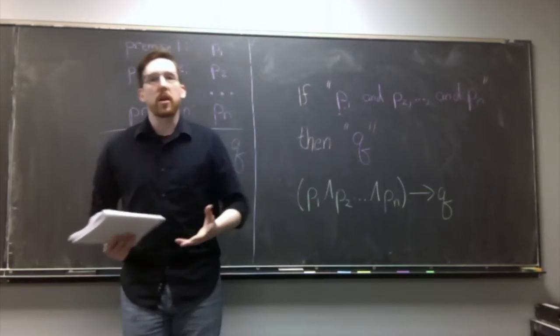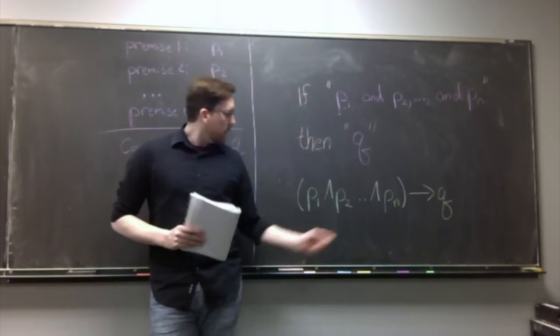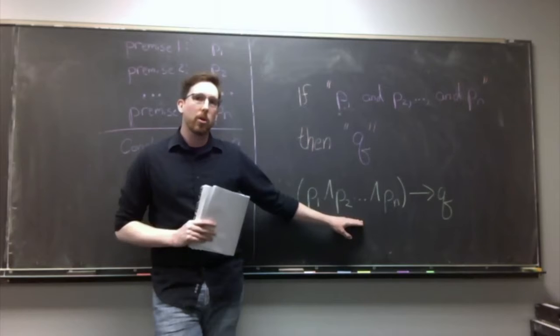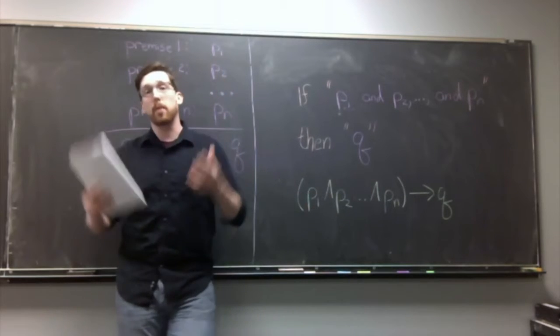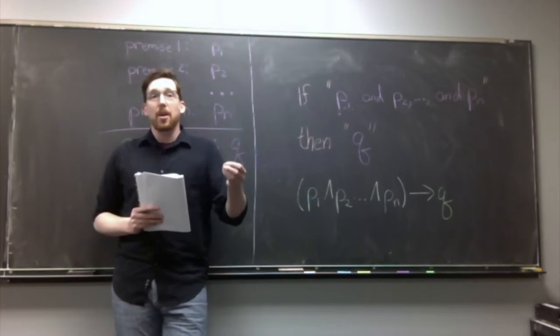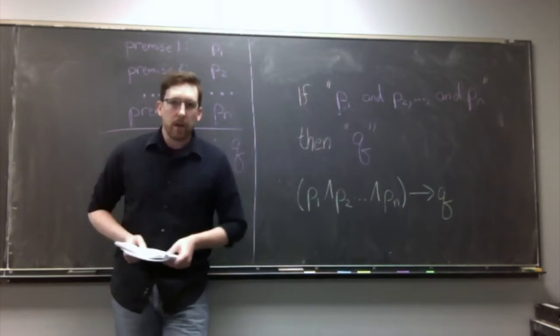We have a way of writing this using symbolic logic now, right? We can write it in this form down here. And using this form, we can now write out a truth table to determine the validity of each argument. So how about we do that? Let's look at an argument.